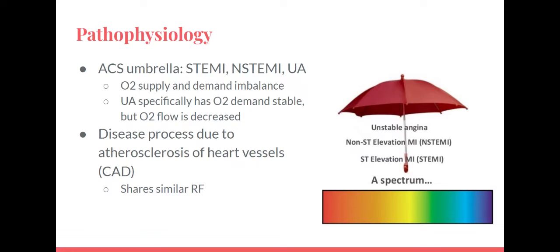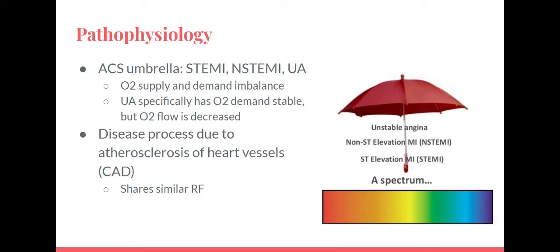The pathophysiology of unstable angina falls into a category of diseases called acute coronary syndromes. I like to think of this as an umbrella with three diseases in it, which are ST elevation myocardial infarction, non-ST elevation myocardial infarction, and unstable angina. So all of these diseases are under the same umbrella because they share the pathophysiology that oxygen supply and demand to the heart are imbalanced.